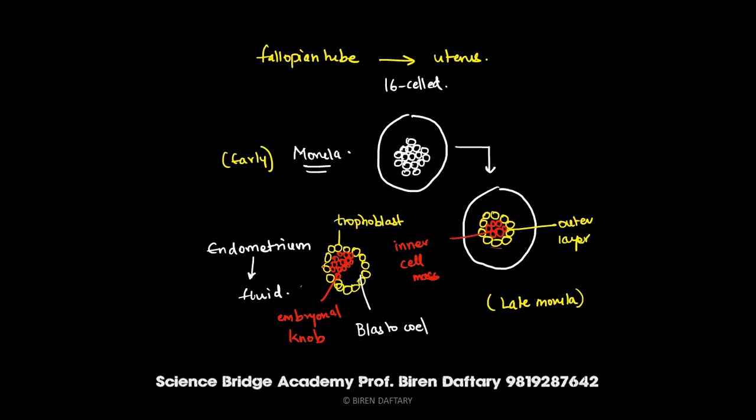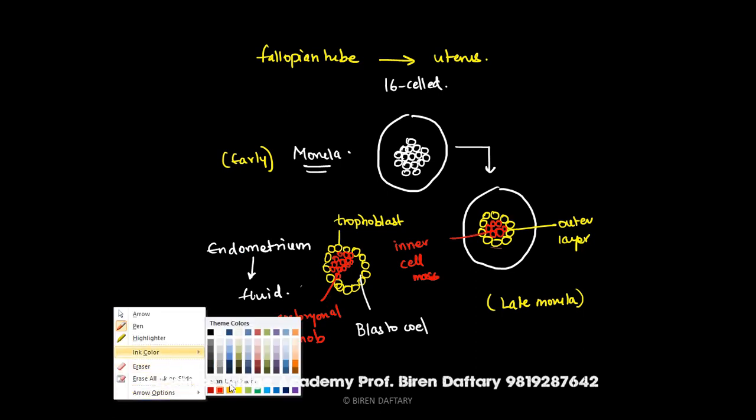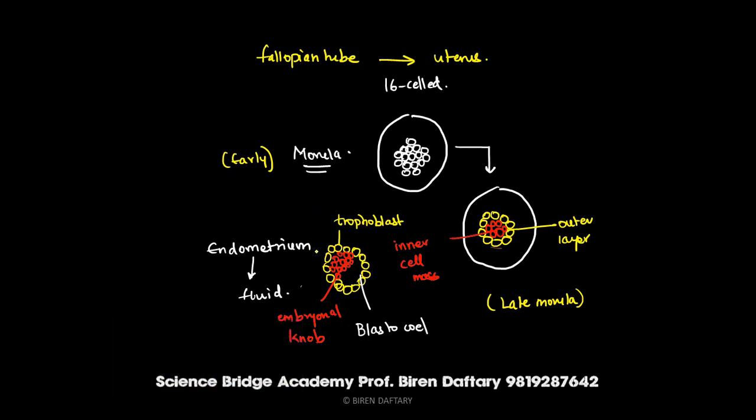The cells of the trophoblast surrounding the inner cell mass are called Rauber's cells, or cells of Rauber. Rauber is the name of the scientist. Alright, so we have the Rauber cells, the trophoblast cells, and the inner cell mass and the blastocele. This stage is called the blastula stage.